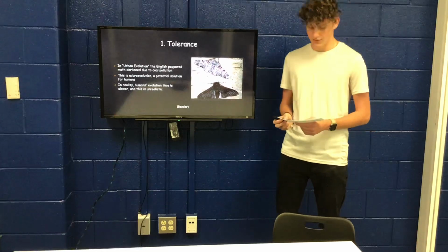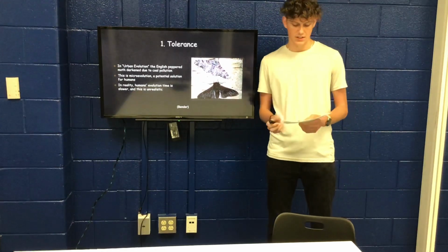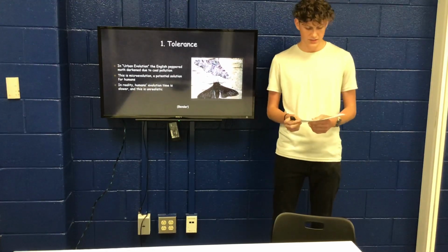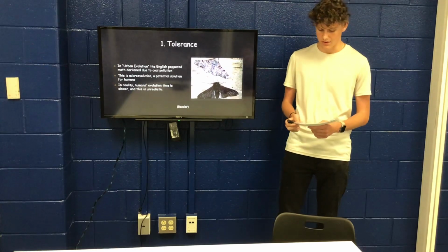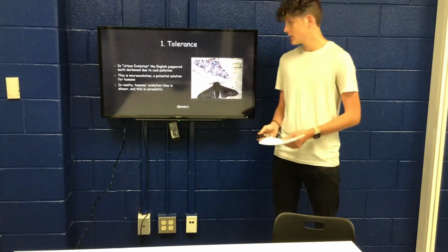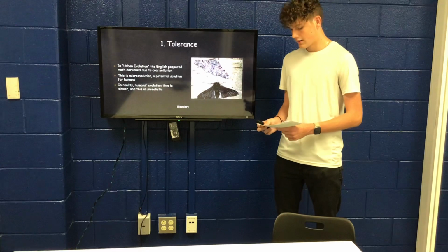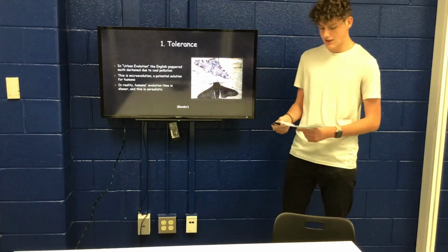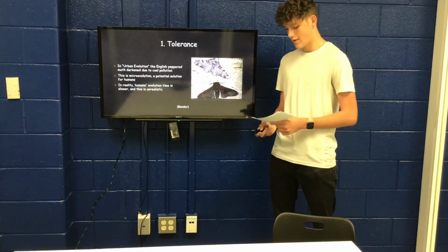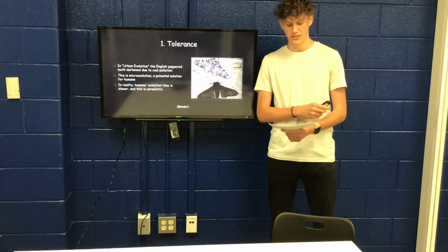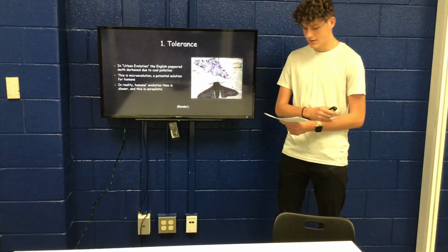The first potential solution is developing resilience or tolerance to the problems presented in urban environments. In Urban Evolution by Eric Bender, one of the stimulus materials, the English pepper moth darkened in color to blend in better with the cold, smoke, and ashy surroundings. This is called microevolution, a sign of developed resilience to the problems that threaten survival.